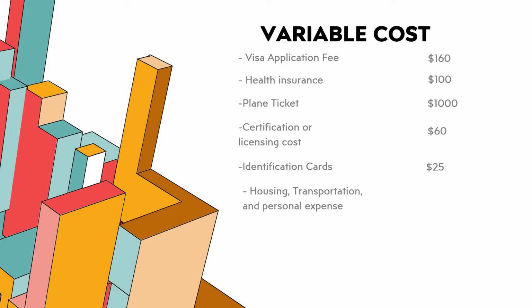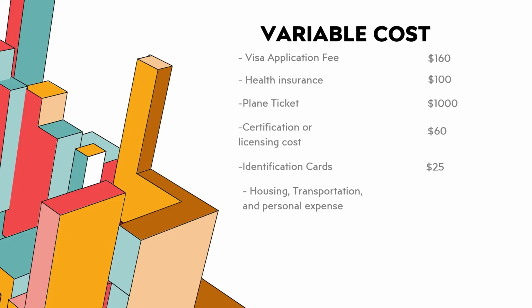And the last variable cost, and this one really varies a lot, is the housing, transportation, and personal expense. You basically just need to prepare enough money until you get your first paycheck. In Phoenix, Arizona, a single person's estimated monthly costs are around $1,012 without rent. With rent, which is around $1,267 to $1,623, you will need to prepare around $2,379 to $2,635 to be able to live for 1 month in Phoenix, Arizona.